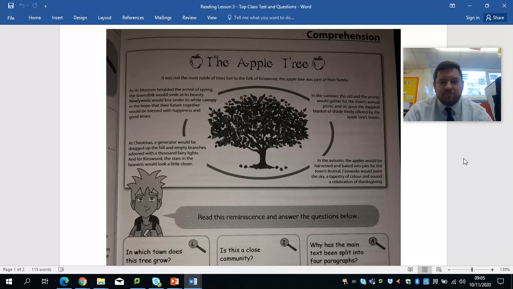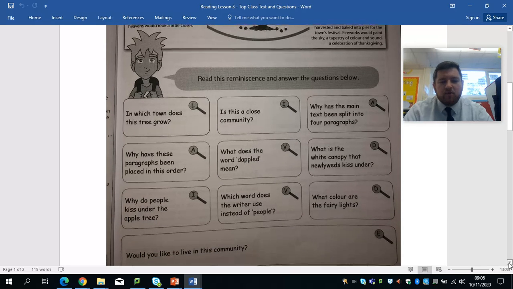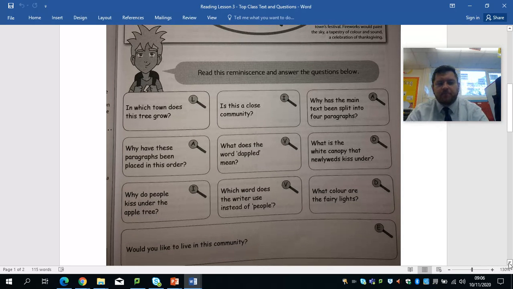So you can see that the text is organised a little differently to how we might expect a normal text, a text that we see maybe a story, or most texts that we access in a book. It's separated into paragraphs. Now you should hopefully be able to spot why they are organised as they are. I'm not going to give that away because that comes into our questions. So now that we've read the text, we have our 9 questions to answer, and we've got our bonus question at the bottom as well, our 10th.